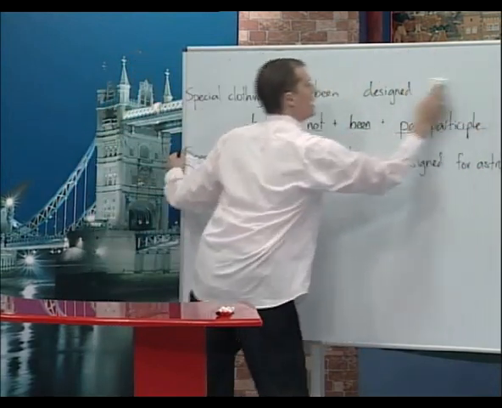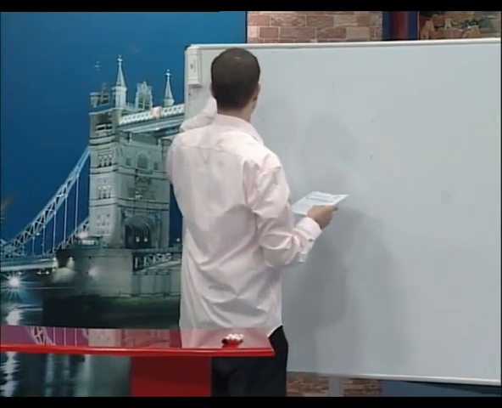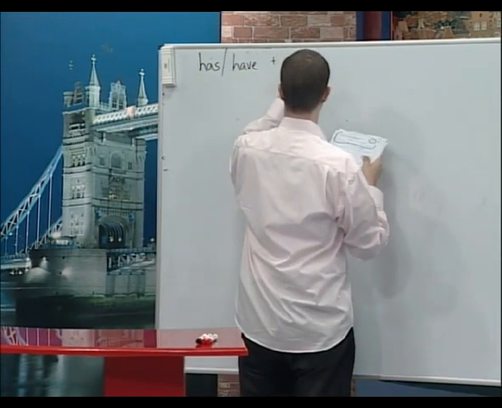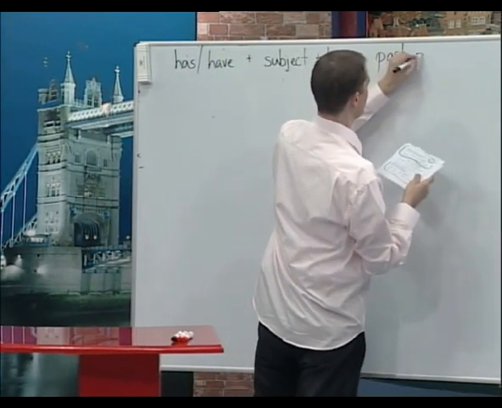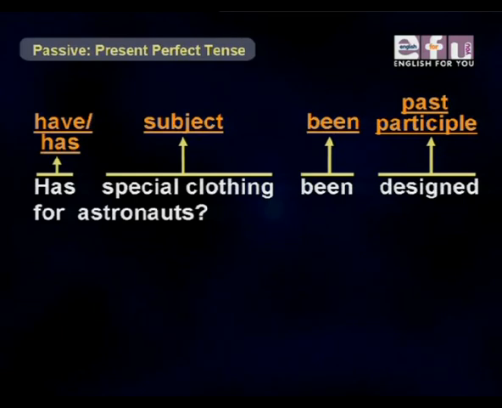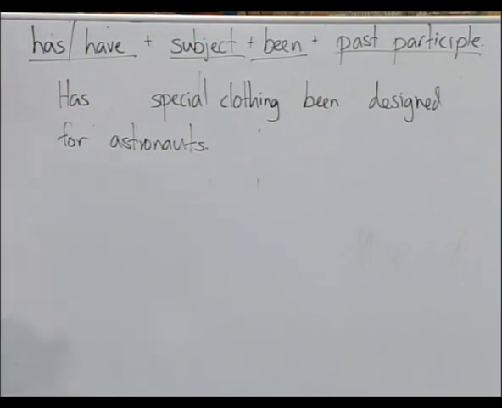Okay, let's take this off the board and have a look at yes-no questions. So, a yes-no question using the passive voice of the present perfect uses this formula: has or have, plus subject, plus been, plus past participle. Okay, let's have a look at this. Has special clothing, special clothing is a subject, been designed for astronauts? Has special clothing been designed for astronauts?